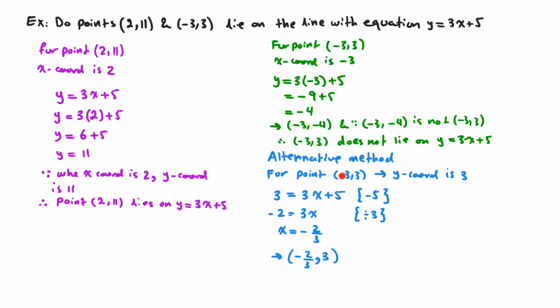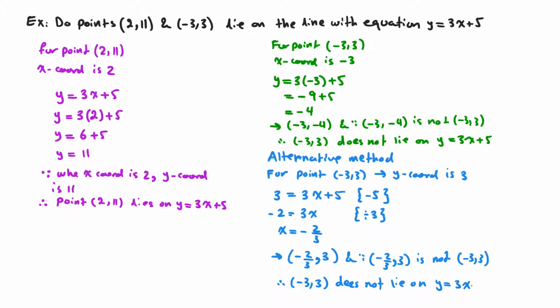That is definitely not -3, meaning that since -2/3 is not the same as -3, therefore the point (-3, 3) does not lie on y is equal to 3x plus 5.